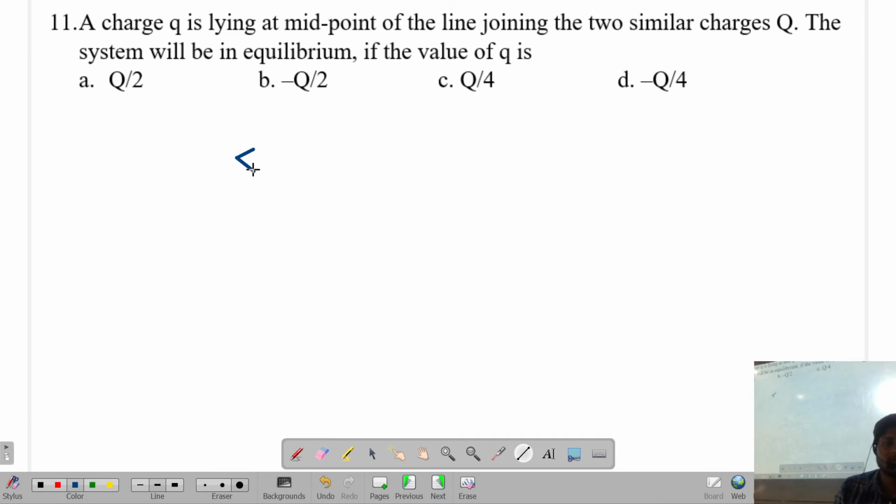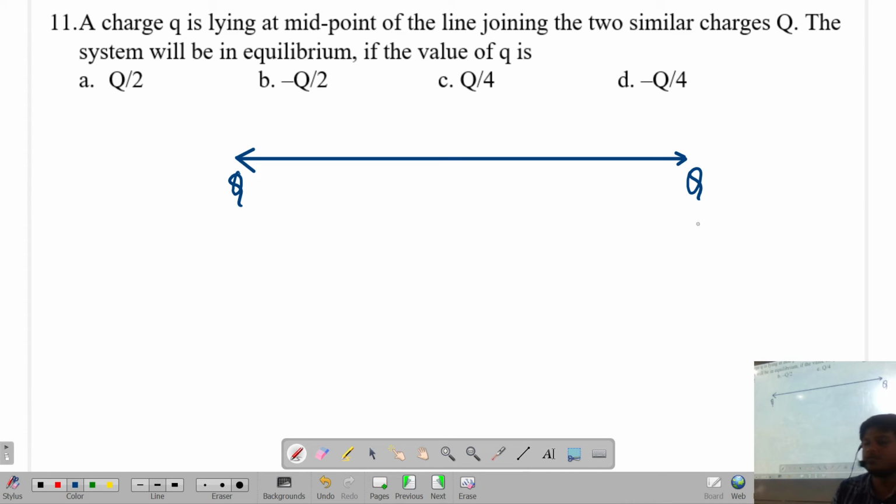Okay, have you done this problem? Capital Q, capital Q, two similar charges are there. In the center of it, what charge is there? A small q. Right or not? Yes or no? What I want is that this small q should be in equilibrium.